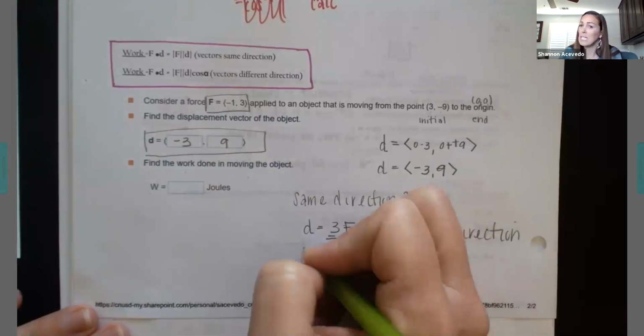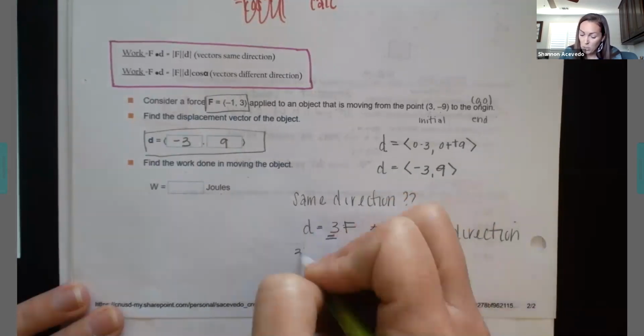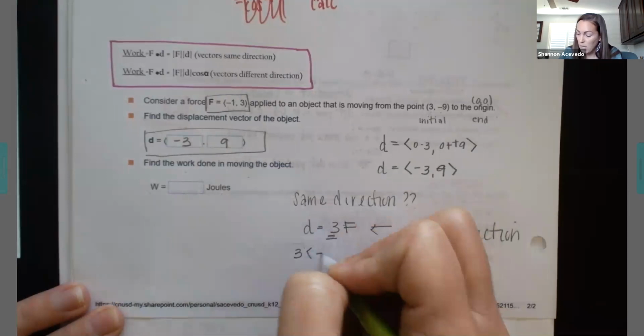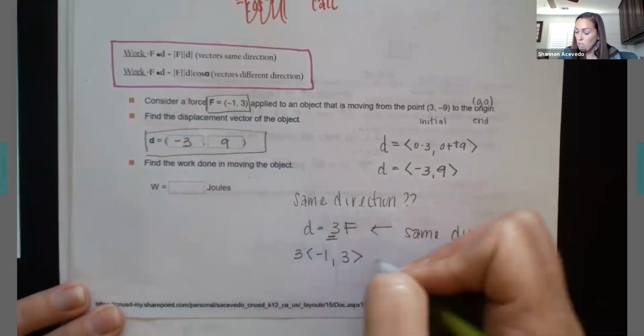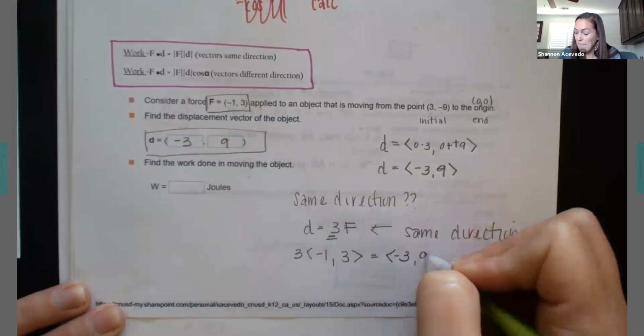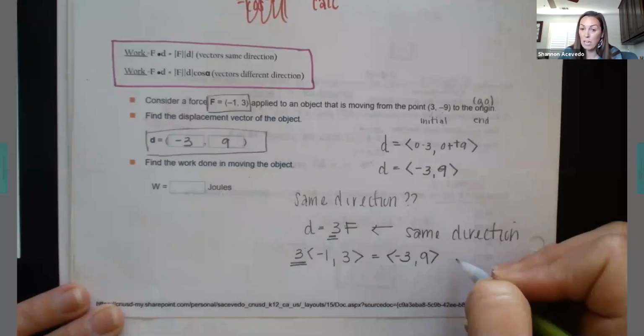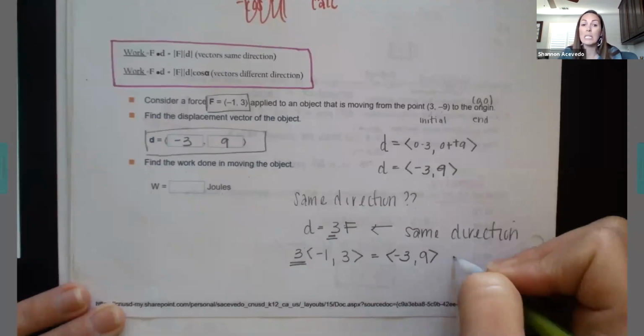Tomorrow or the next day, I have an example where it's not the same direction. So don't worry, I will show you. But this is just easy for you guys to identify. So again, it was 3 times my -1,3. My force was equal to my D, which is -3,9. So they had that same scalar factor. So it is going to be the same direction.